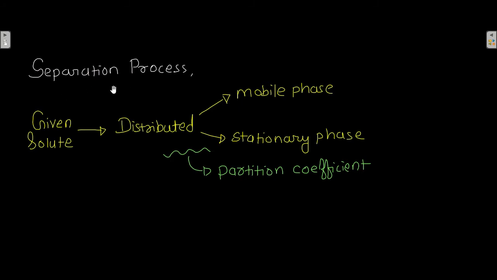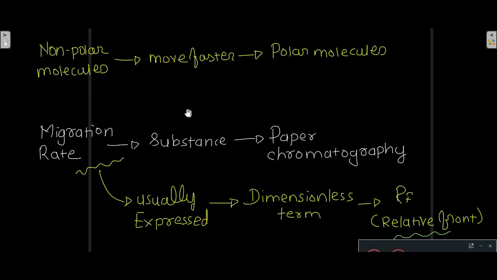During the separation process in paper chromatography, the given solute is distributed between the mobile phase and the stationary phase, and this distribution depends upon its partition coefficient. On that basis, the solute is distributed in the mobile phase and the stationary phase during the separation procedure. So non-polar molecules will move faster than polar molecules.